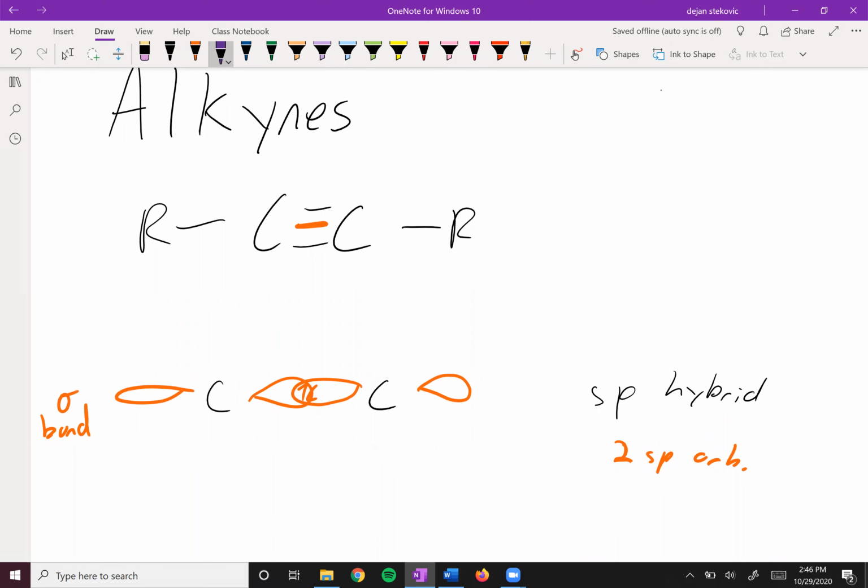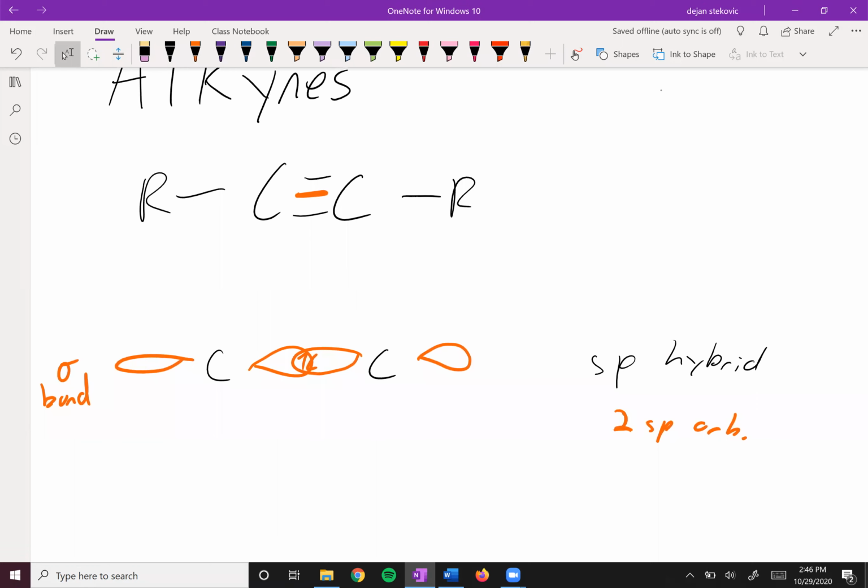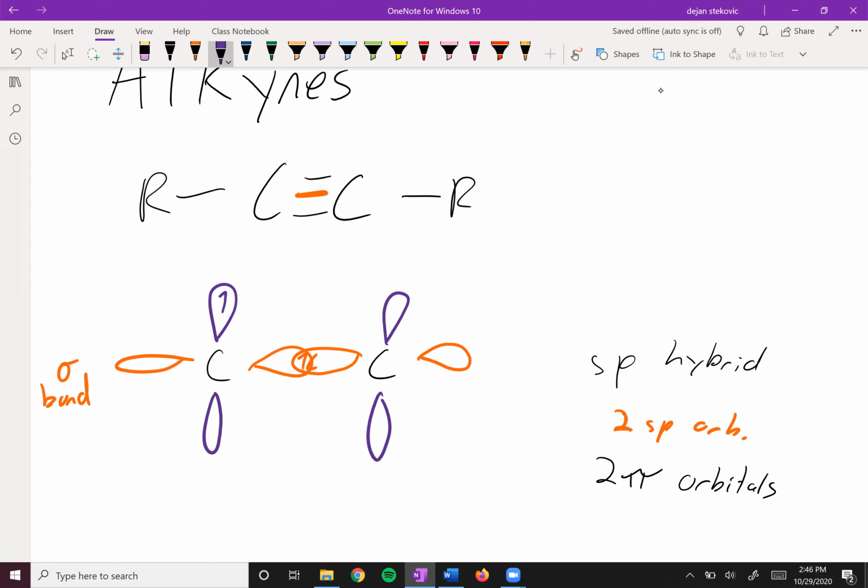And then if we think about the other two bonds, those will come from the pi orbitals, right? So we have two sp orbitals and then two pi orbitals. And so one set of p orbitals will be going straight up and down. And these will be bonded to one another to make the double bond.